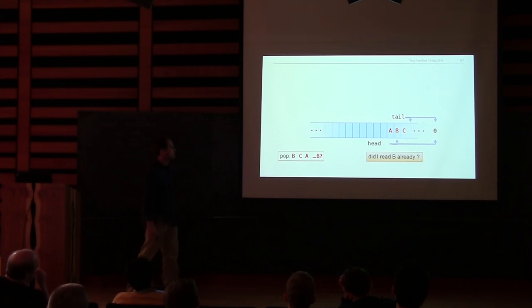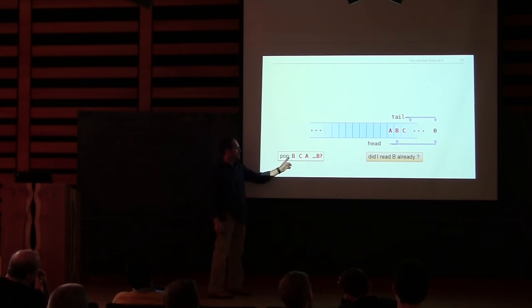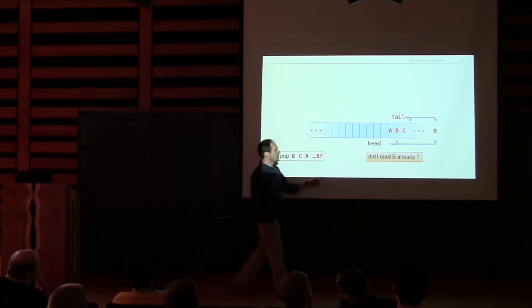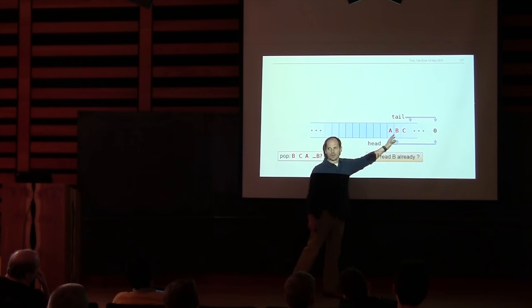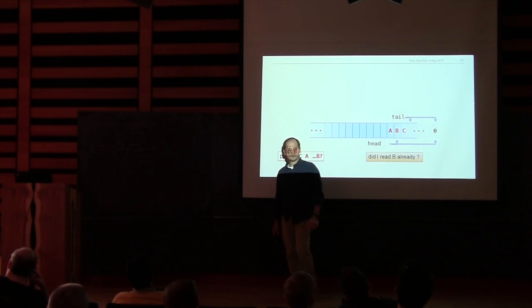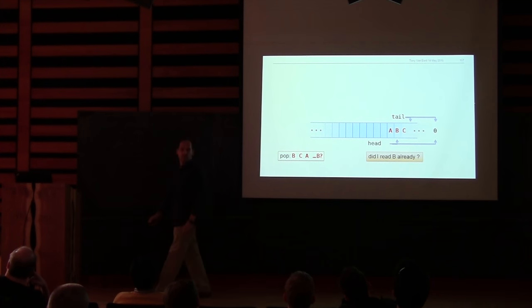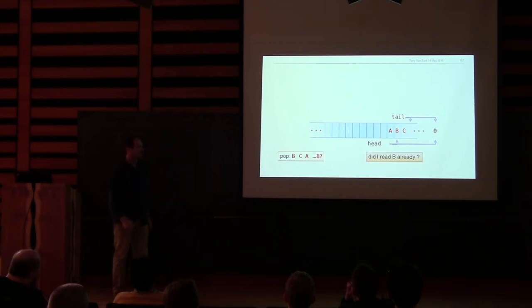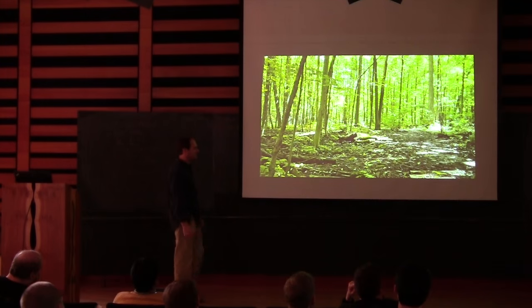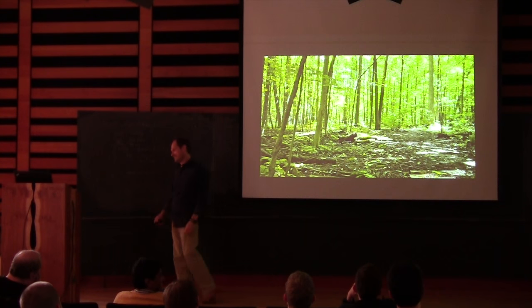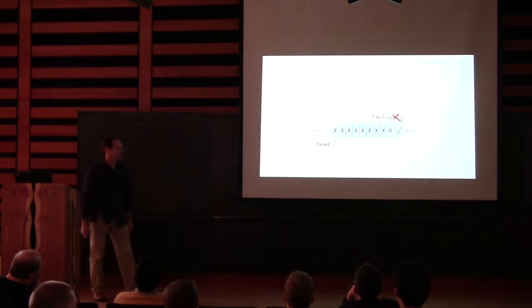Here's my other problem. Go back to the simple case of all different threads. I pop B, I pop C, I pop A, because they were out of order, and then I go back, you know, I do A last, and then I go through. How do I know I didn't already pop B? Write zero. But then you're never going to move. Go for a walk. Try to solve this problem.